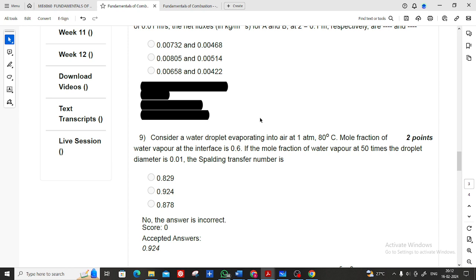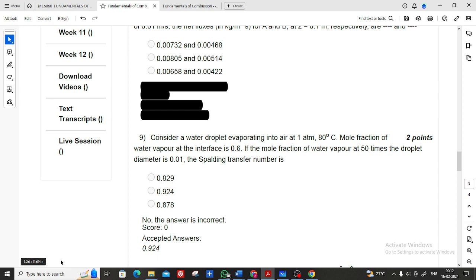Suppose you are calculating the density at the surface, not the density at infinity. You will get a different answer, but that answer won't vary much. It will vary a little bit. And if it is a theoretical question, that is also correct. Why? Because if you see two or three different books, they have defined it in different ways.